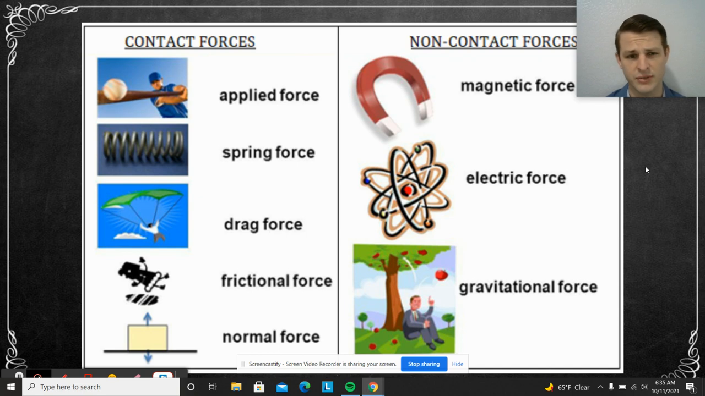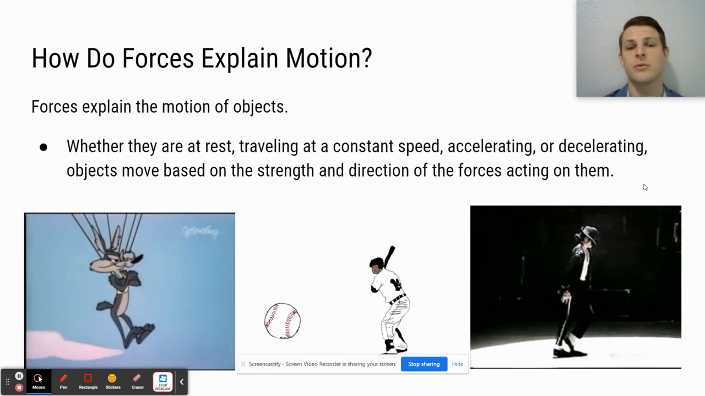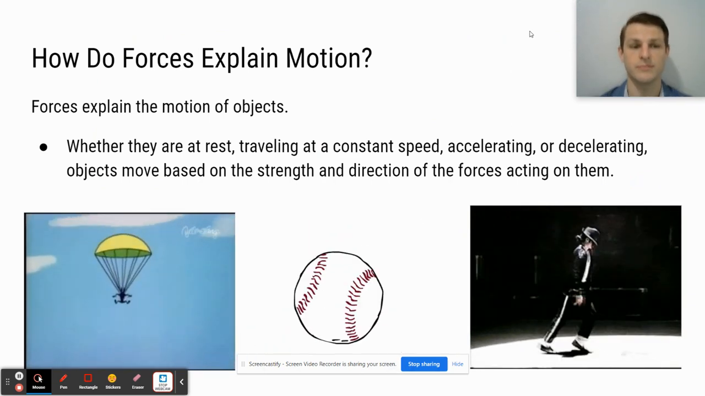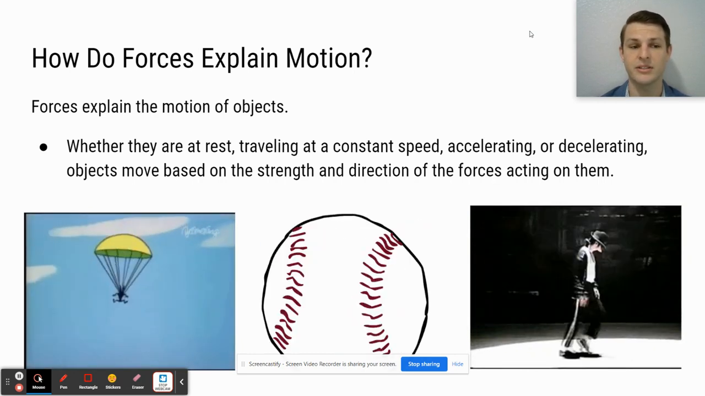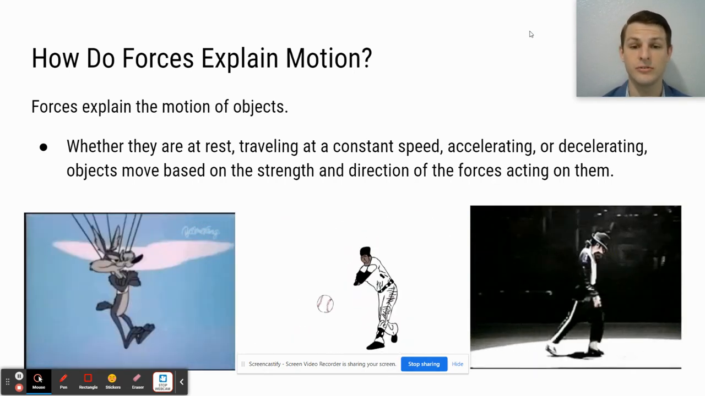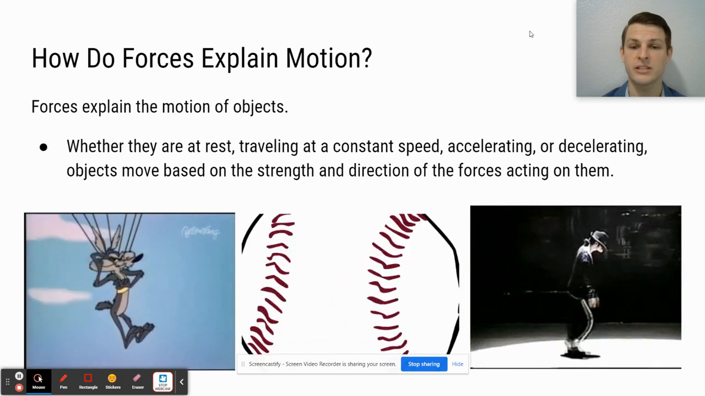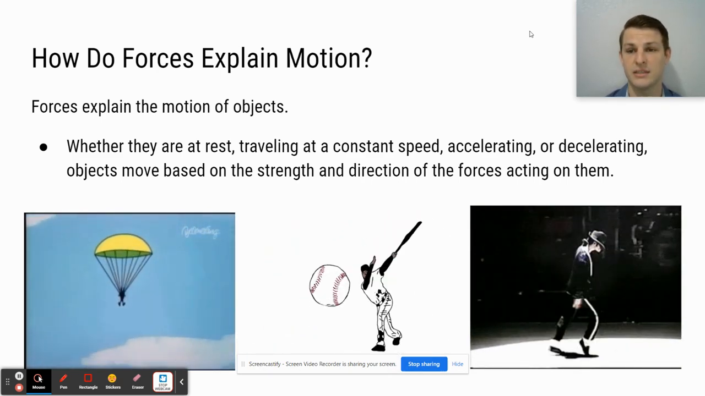So for contact forces, what I have here is applied force, spring force, drag force, frictional force, and normal force. For non-contact forces, we have magnetic force, electric force, or electrostatic force, you can call either one, and gravitational force. So how do forces explain motion? Well, whether at rest, traveling at constant speed, accelerating or decelerating, objects move based on the strength and the directions of the forces acting on them.